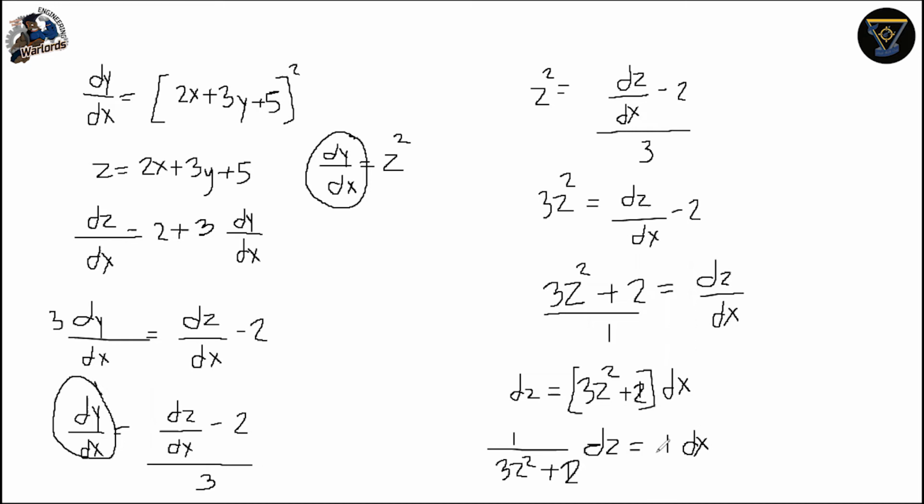So I hope you guys understand up to this point. Remember that when we're doing variable separable, the last thing you should do is integrate. So we integrate both sides. When we integrate this now, does anyone know how to integrate this by any chance? Nobody?